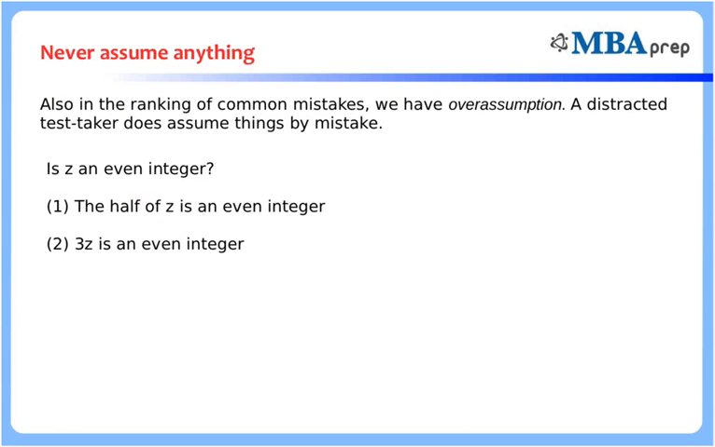Also, never assume semantics. It's just one word, overassumption. I know that you will read this later with patience. So the question is simple. Is Z an even integer? Is it 2, 4, 0, negative 10? That's the question. Half of Z is an even integer, where q is any integer. So Z is 4 times q. Okay. 4 times q is a multiple of 4. All multiples of 4 are even. So sufficient to answer yes.